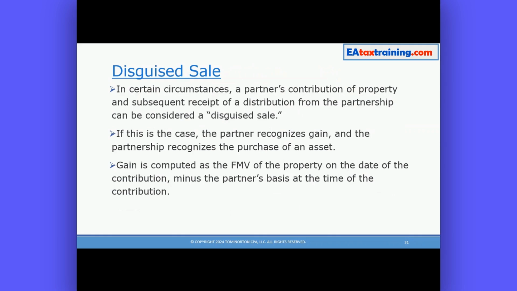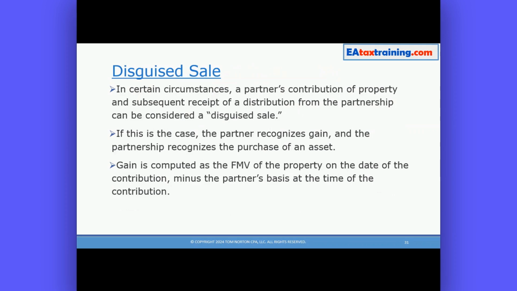Disguised sale. So sometimes taxpayers and their tax advisors want to play games. And so this is one of those things that the IRS has to put a rule in to prevent people from playing games. So sometimes a partner's contribution of property and subsequent receipt of a distribution from the partnership can be considered a disguised sale. So this would be the partner puts in a building, and then a few months later, magically, they get a $200,000 distribution of cash from the partnership. So that could be considered a disguised sale.